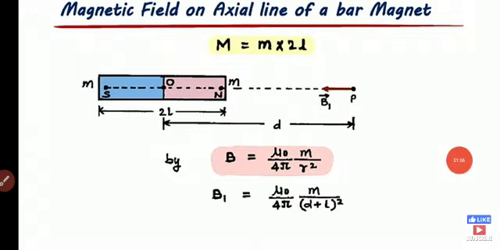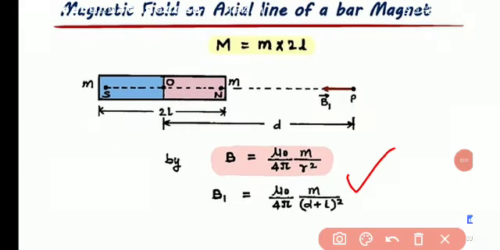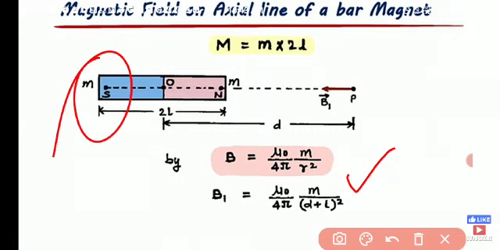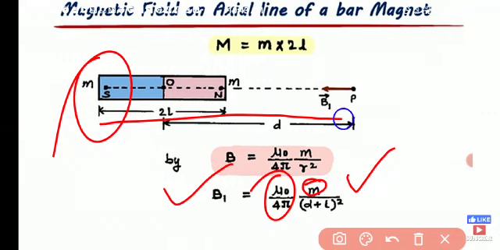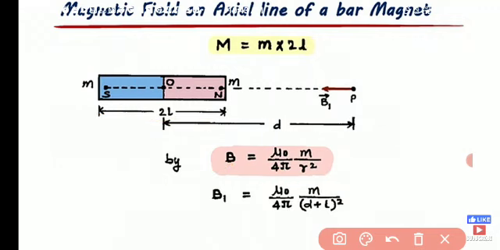So this is the value of B1. B1 means the magnetic field due to the south pole. And dear students, we know that towards the south pole it will come. That's why the arrow is on this side. So you just see here, the magnetic field due to the south pole we are denoting by B1. It is mu naught upon 4 pi, m upon the total distance. The total distance of the south pole from point P is d plus L. That's why it is written (d plus L) whole square, meaning distance whole square.